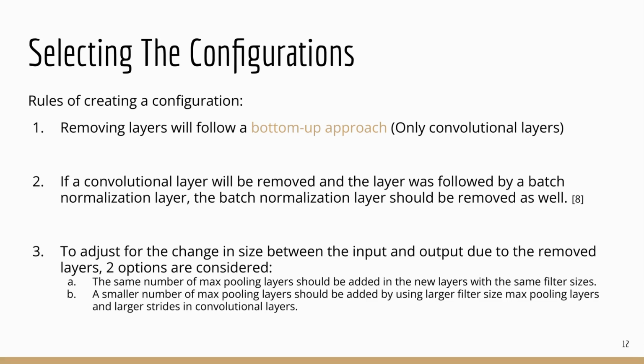Next, if there is a convolutional layer followed by a batch normalization layer and we remove the convolutional layer, then we must remove the batch normalization layer as well. Finally, to adjust any change in size between the input and output due to removing max pooling layers, for example, we need to add back the same number of max pooling layers, or we can add a smaller number of max pooling layers with a larger filter size, or we can add a smaller number of max pooling layers and then add strides in the convolutional layers that we just added.